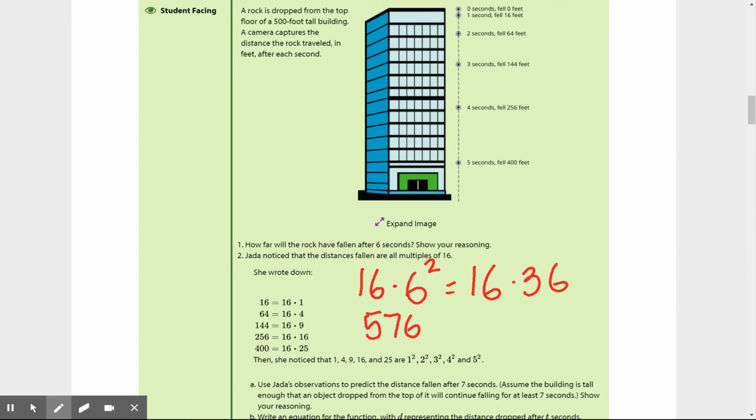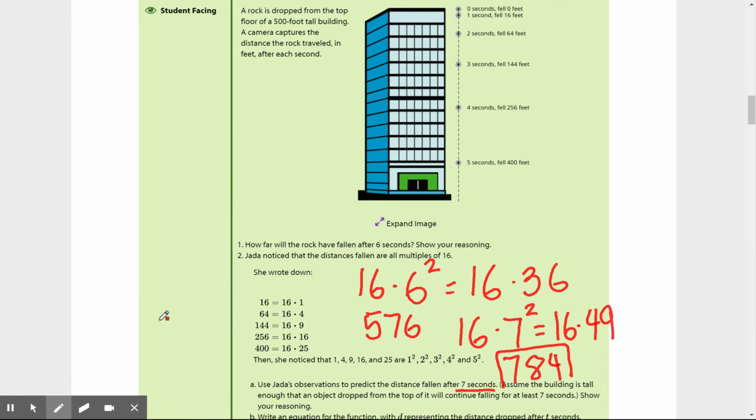But it's not asking me what's happening after 6 seconds. That's asking me what's happening after 7 seconds. So now I'm going to move on to times 7. 7 squared. And if you remember, 7 squared is 49. 7 times 7 is 49. So now I got to do 16 times 49, and that tells me 784. So using her observations, I'm going to predict that it's at 784 after 7 seconds because of the fact that we kind of noticed that it was going down in multiples of 16 being multiplied by a perfect square, or something squared, excuse me.